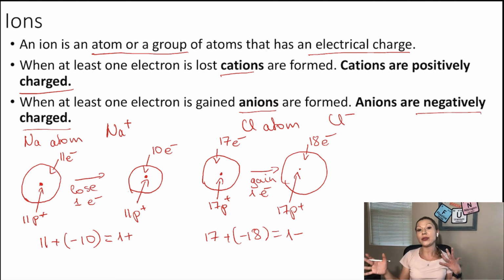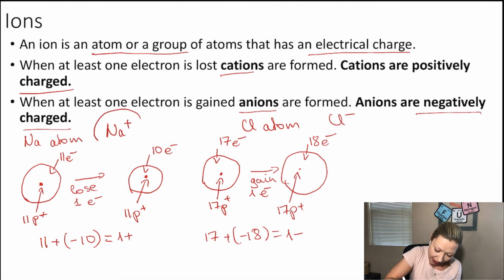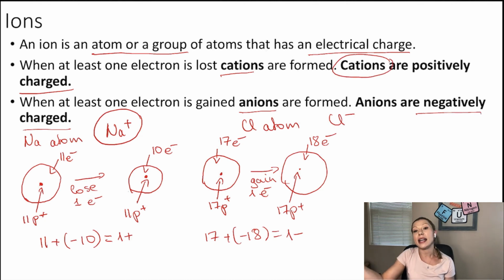Okay, now let's figure out which one is a cation and which one is an anion. Cations are always positively charged. Which one is my positive one? It's the sodium ion. So Na plus is a cation, and Cl minus, because it's negatively charged, and anions are always negatively charged, is my chloride ion.